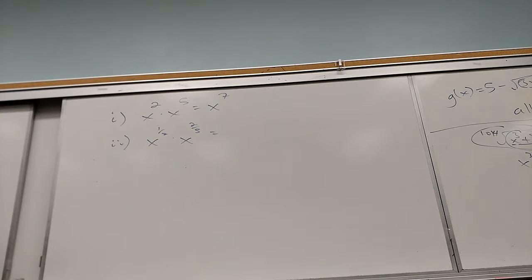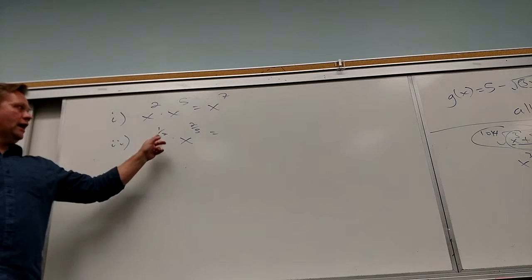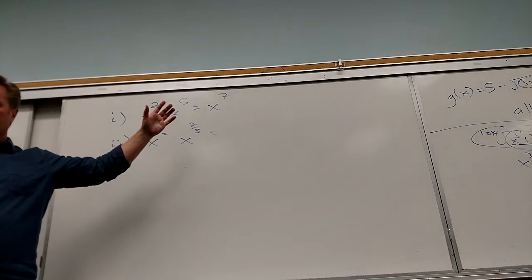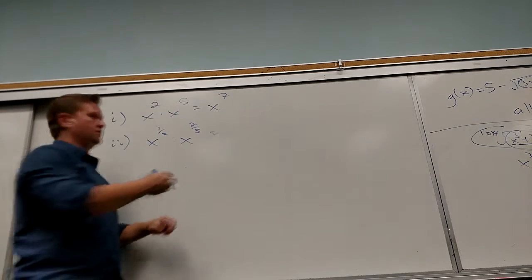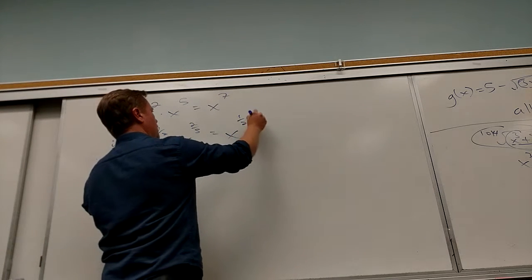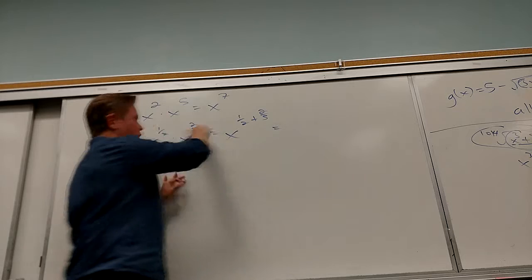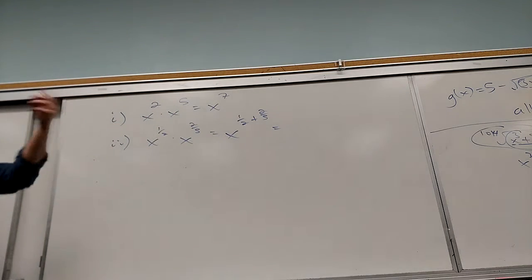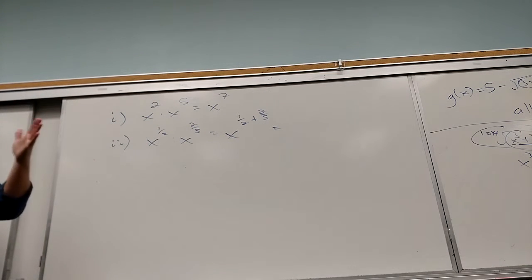Math processes don't care what's in there. What do I do with the powers? Add them. If I want to add these powers, what do I have to get? Common denominator. So I want x to the 1/2. That's the rule, right? When you have like bases multiplying, you add the powers. Does that say anything about what the powers are? No. Whatever they are, you add them.